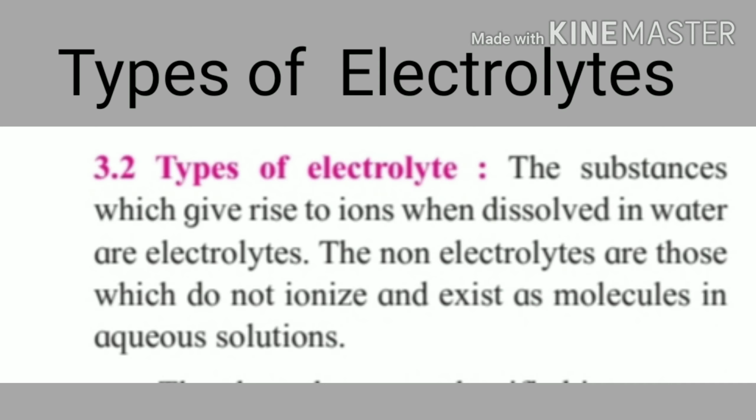Before moving on to the chapter, we need to know the types of electrolytes. We know there are electrolytes and non-electrolytes. Electrolytes are those substances which give rise to ions when dissolved in water. For example, sodium chloride, NaCl. When you take NaCl, it splits up into Na plus and Cl minus, which are its ions. And the solution of an electrolyte is going to conduct electricity.